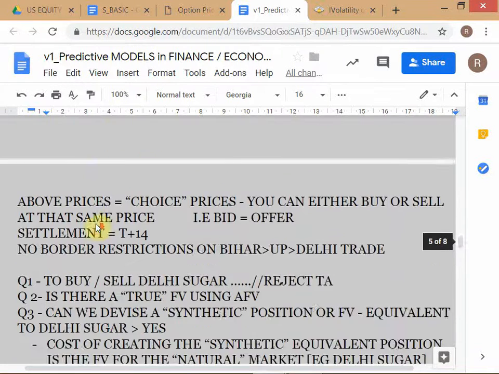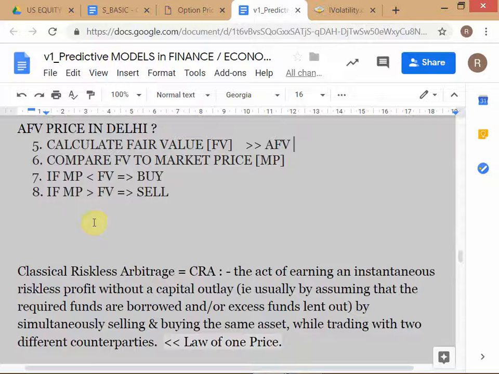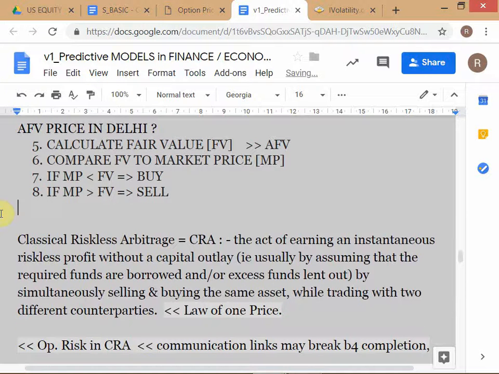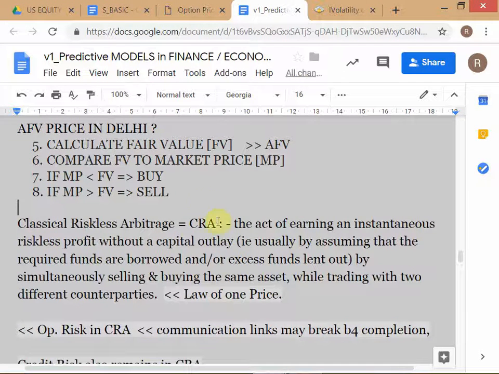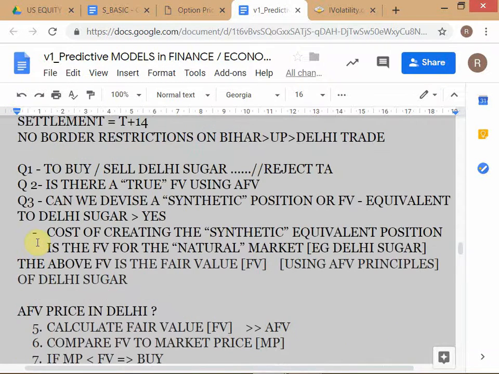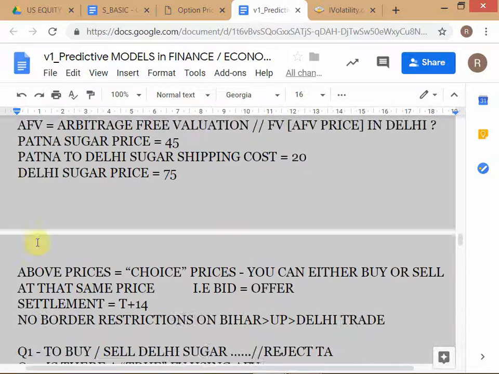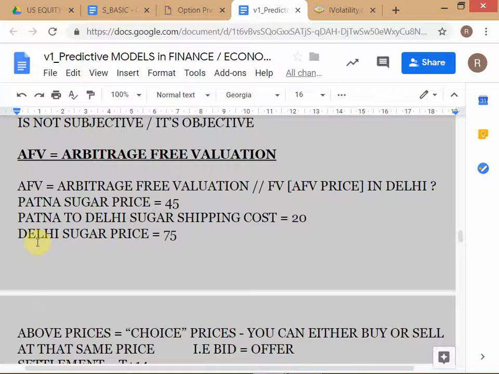Okay, so the other thing that we need to learn at this stage is this term called classical riskless arbitrage. Okay, this is a term that we are now going to refer to only as CRA, to avoid mentioning this big expression all the time. So just read CRA. What Bhola was proposing to do yesterday is to buy the sugar in Patna and then ship it across at the same moment, tie up the shipping arrangements, and then instantaneously at the same moment also sell to the Delhi dealer at 75 rupees and lock in a profit of 10 rupees.